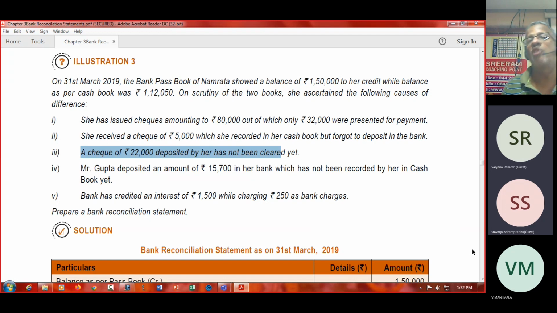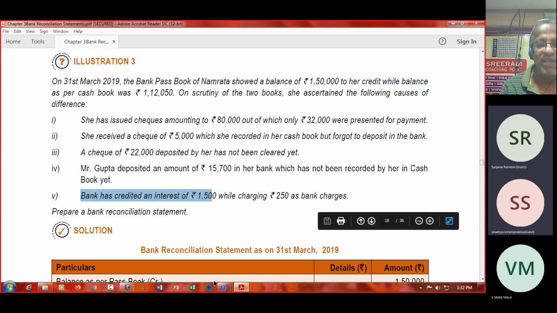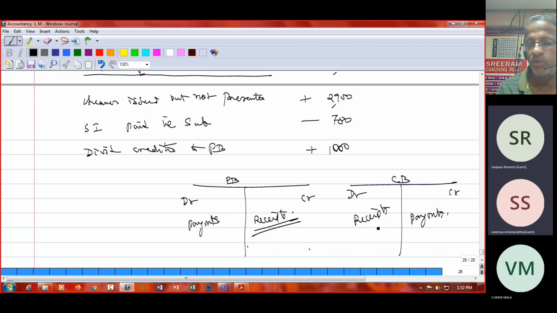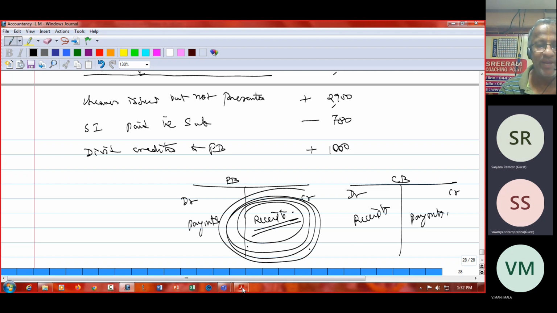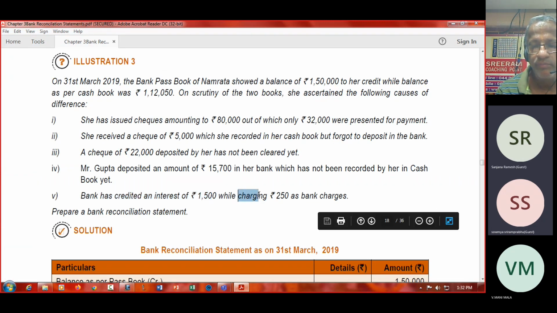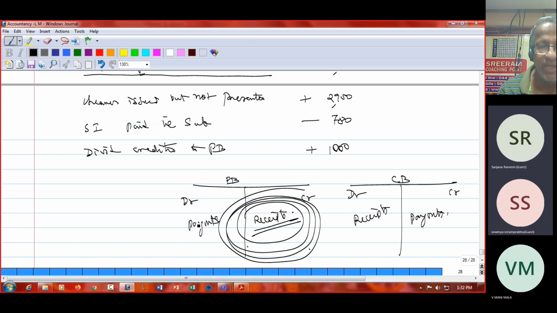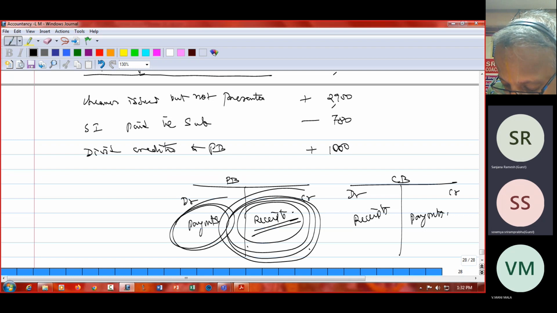You are just not understanding it properly, my dear. Bank has credited an interest of 1500 in the passbook. Receipts will be booked on the credit side of the passbook. Am I right? Bank charges of 250 is a payout that will appear on the debit side of the passbook. Are you understanding? Sir, bank charges, how is it a payout for the bank?